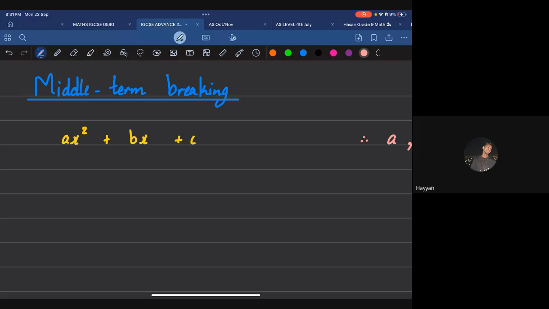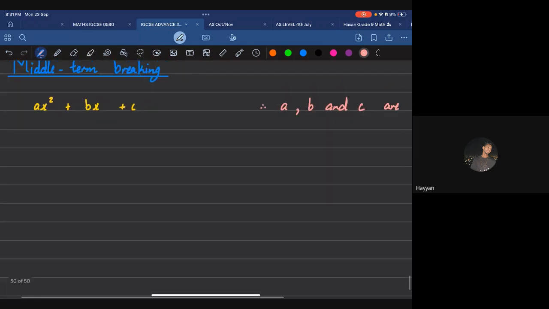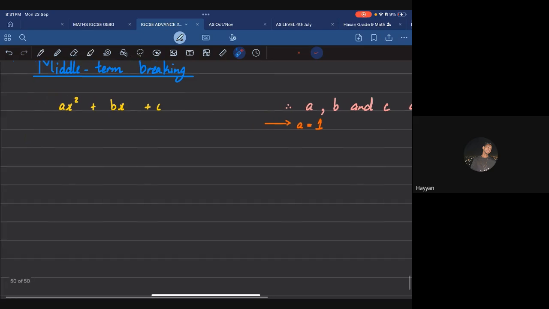Now there are a few requirements. What are the requirements? Let's look at them. The first requirement: the value of a should be equal to 1. Technically, what I'm saying is that the coefficient of x squared should be equal to 1. So x squared should be alone with it. All right. Is it clear? Moving forward, the coefficient of x is going to be b.